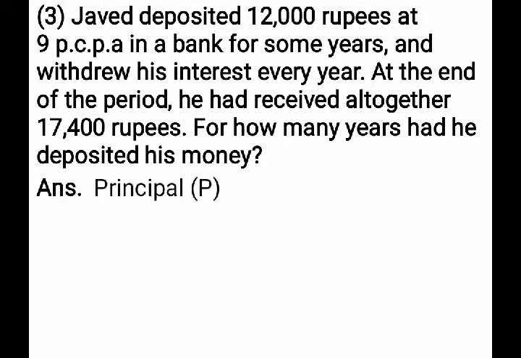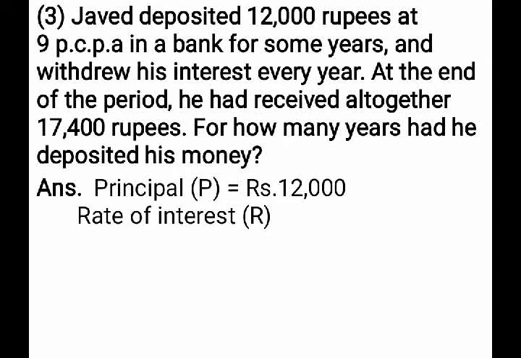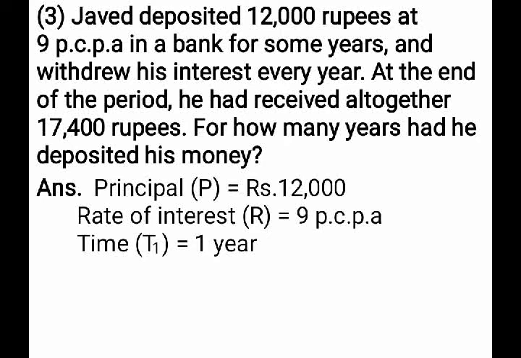Javed deposited 12,000 rupees at 9 percent per annum in a bank for some years and withdrew his interest every year. Means principal P is given as rupees 12,000. Rate of interest R is given as 9 percent per annum. Time T1 you have to take as 1 year, because for some years means time is 1 year. If time 1 is 1 year, you have to find interest 1.